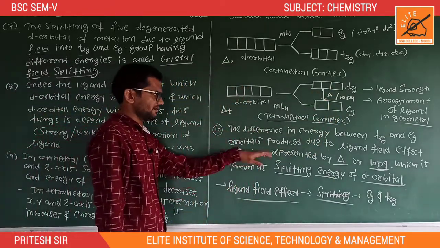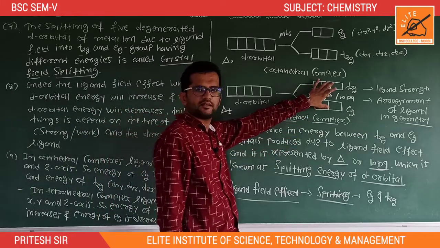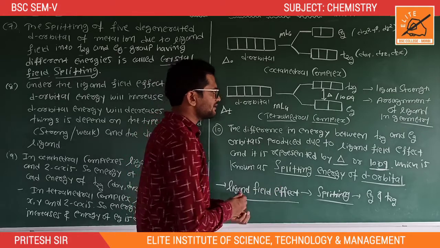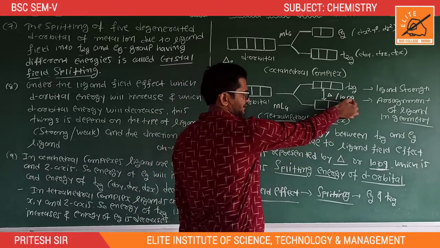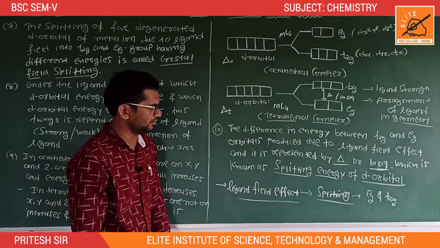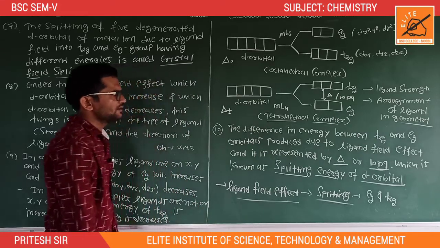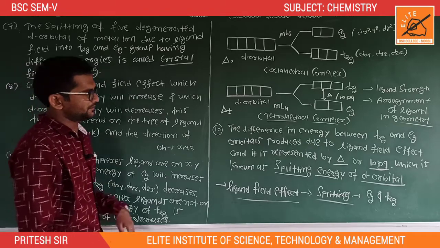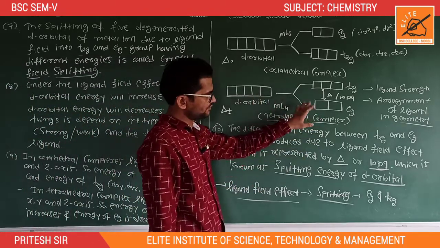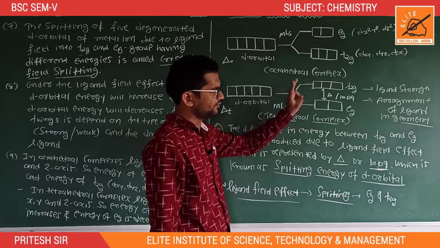And the last one is that the energy difference between the two orbitals is due to the ligand field effect, and it is represented by delta or 10 Dq, which is known as the crystal field splitting energy of the d orbital. The splitting of the d orbital into two terms, eg and t2g, depends on only two factors.